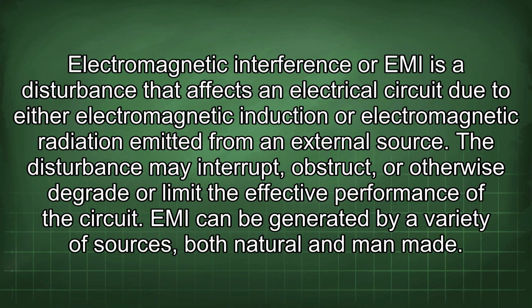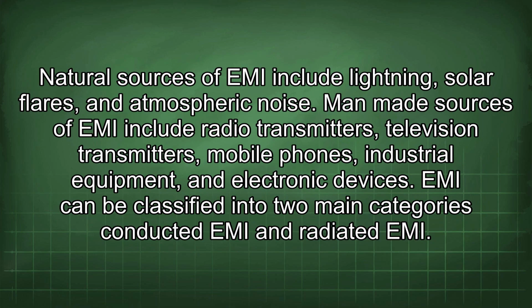Electromagnetic interference, or EMI, is a disturbance that affects an electrical circuit due to either electromagnetic induction or electromagnetic radiation emitted from an external source. The disturbance may interrupt, obstruct, or otherwise degrade or limit the effective performance of the circuit. EMI can be generated by a variety of sources, both natural and man-made. Natural sources of EMI include lightning, solar flares, and atmospheric noise. Man-made sources of EMI include radio transmitters, television transmitters, mobile phones, industrial equipment, and electronic devices.